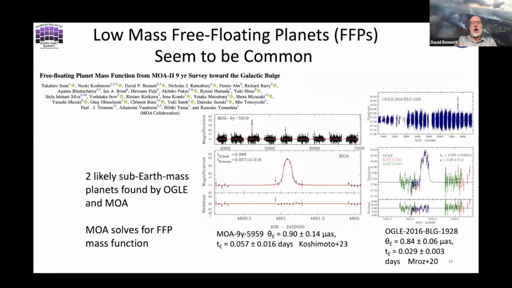Okay, so the final thing is a discovery of free-floating planets, and in particular, so here's two examples, one from MOA and one from OGLE, that have likely masses less than Earth mass.